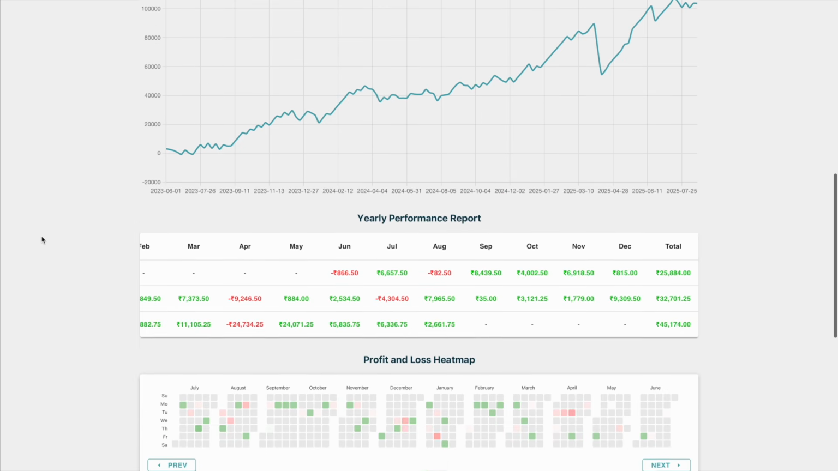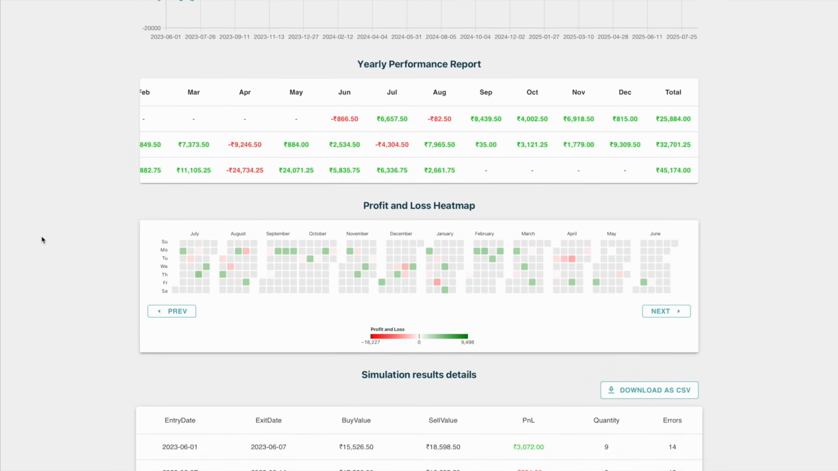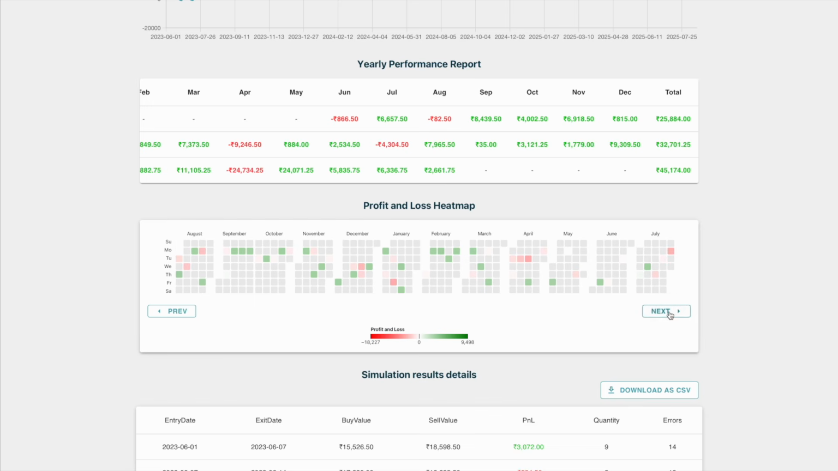Now let's talk about the profitability. The overall profit and the heat map both look very healthy. And here's the best part. Our profits increase simply because of the way we entered the trades.